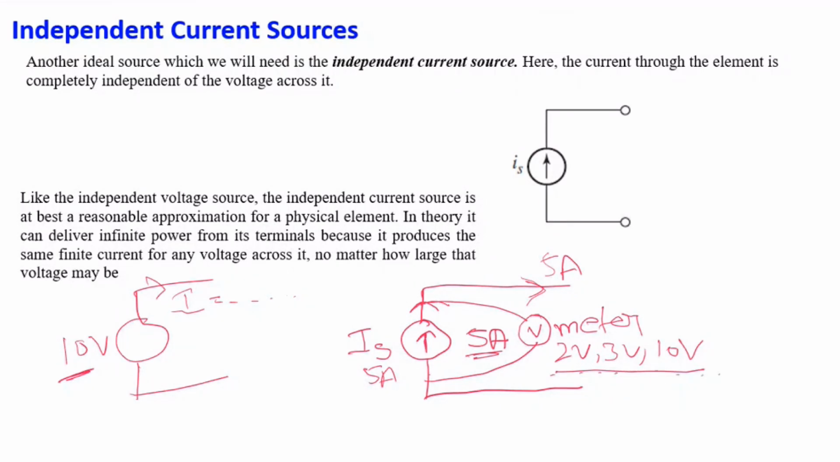So this is the voltage source, represented with positive and negative signs, and this is the current source. There are no positive and negative signs here because the arrow indicates the direction of the current. Hope you have understood what is a voltage source and what is a current source.